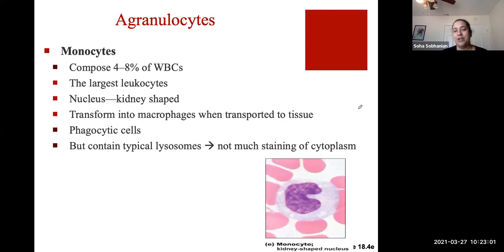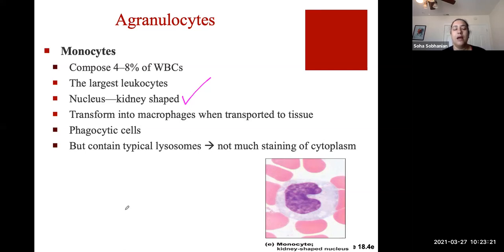Monocyte, this is a really nice picture of a monocyte. I like this one better than the original one. See, the background is pretty clear. There are no granules again. The most important characteristic of these cells is that they have a kidney-shaped nucleus, which is what you see right here, right?